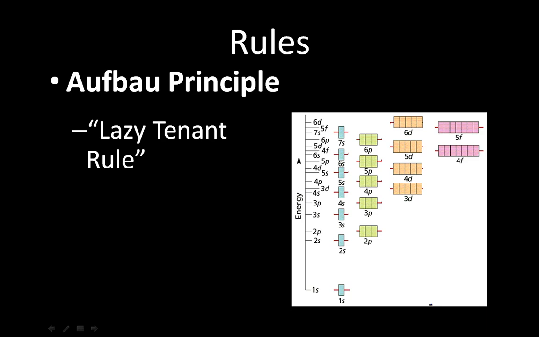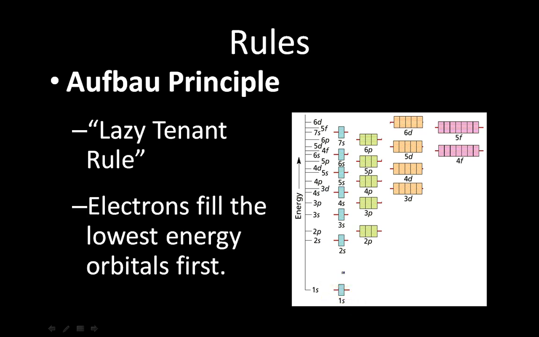It's kind of like if you are renting a place or looking for a place to rent, you are a tenant, and if you are lazy and the apartment building you're looking at has no elevator, are you going to take the room available on the first floor or the room available on the second floor? Obviously you don't want to climb those stairs if you don't have to, so you're going to take the first lowest room available. Electrons are the same way. They're going to fill the lowest available energy orbitals first.